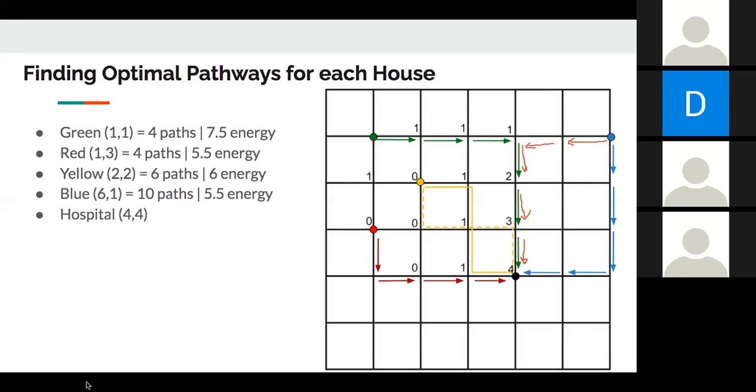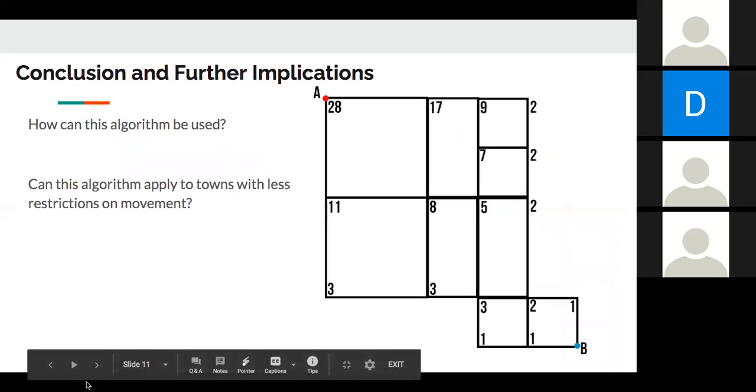And another example would be green. So if we go here and then we go down, we encounter overlap, which isn't what we want. So in our original case, if we just go right 3 units and then down 3 units, we actually get the optimal pathway to the hospital.